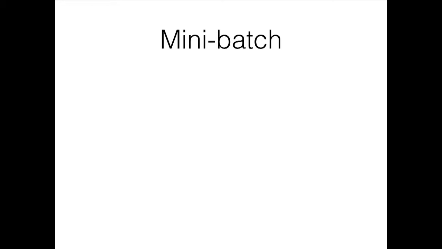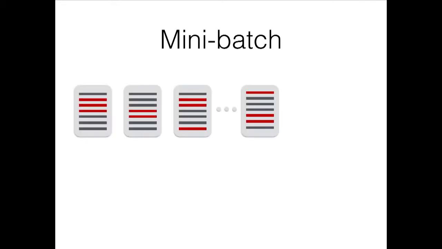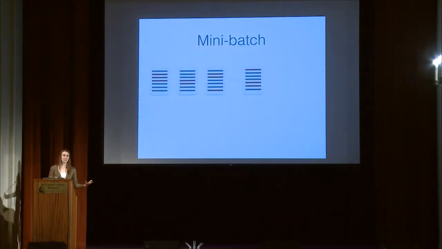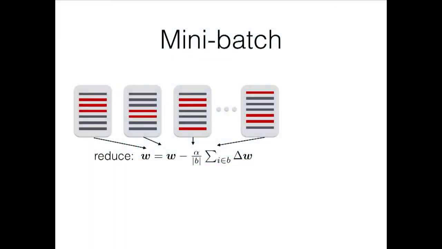So what else can we imagine? Well, there's something in the middle, which is instead of processing a single data point, you can imagine processing a few data points on each machine before you communicate back to the master. So this is what is known as the mini-batch framework. At each iteration, you compute your updates with respect to a few data points. Then you pass those back to the master and you apply them. And what you're doing here is you're taking an average over the batch size B.